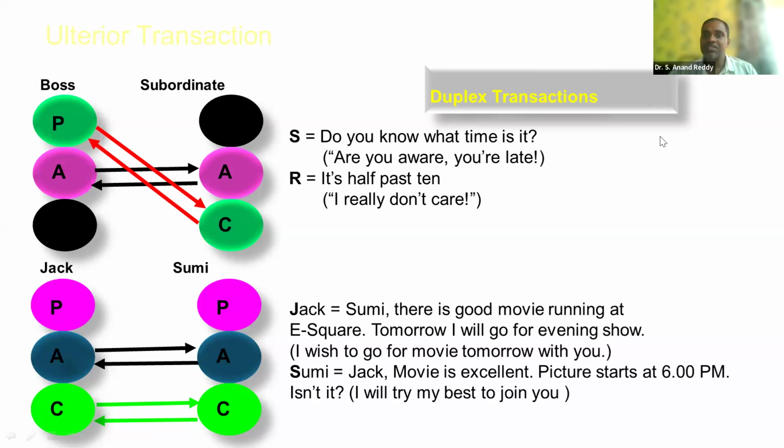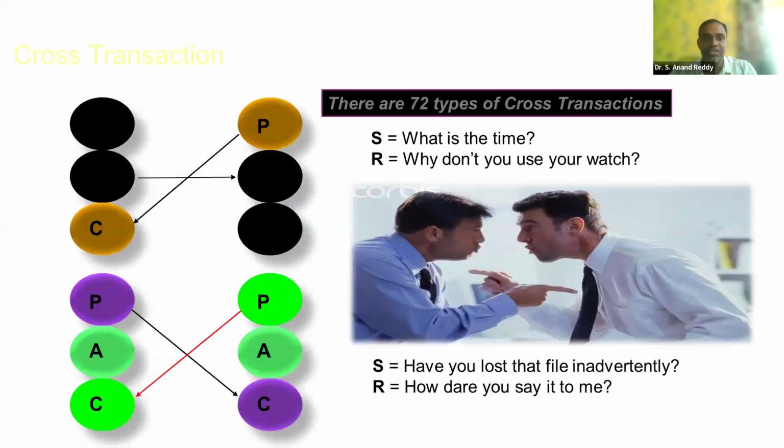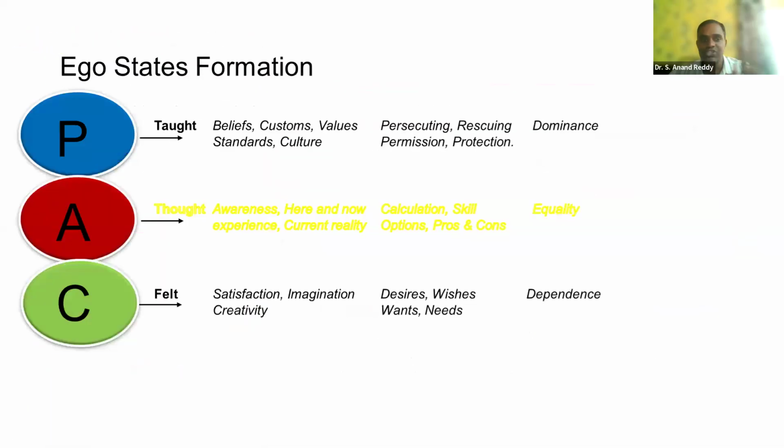So now these three different transactions are available. Let me come back to you here when I'm speaking about the ego states, parent and adult and child. These are the three major ego states.